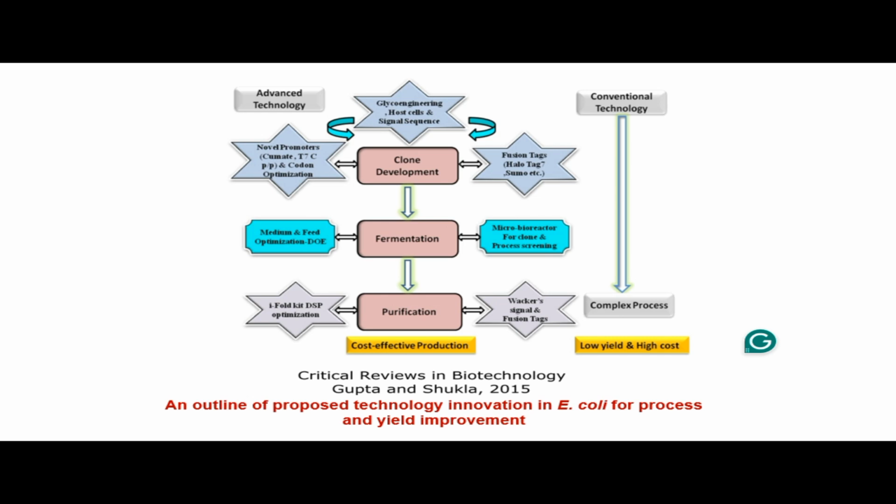Clone development itself is not easy. You can do glycoengineering, select novel promoters, and use various fusion tags, and these technologies give you better output when you talk about the therapeutic product. So, conventional technology to advanced technology. Conventional technology, everybody does it. Advanced technology, fewer people do that. This strategy we proposed, and we also adopted it in our research. I will show you that.